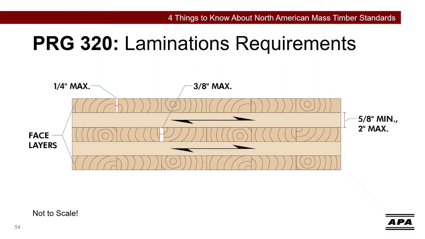PRG 320 section 6.1.4 lists the size tolerances for CLT laminations, including lamination width in both the longitudinal and transverse layer, and net lamination thickness. As discussed previously, not all edge joints are bonded, so the standard provides size tolerances for the gaps between unbonded adjacent laminations based on whether this gap is in the face layer or inner layers of the CLT.